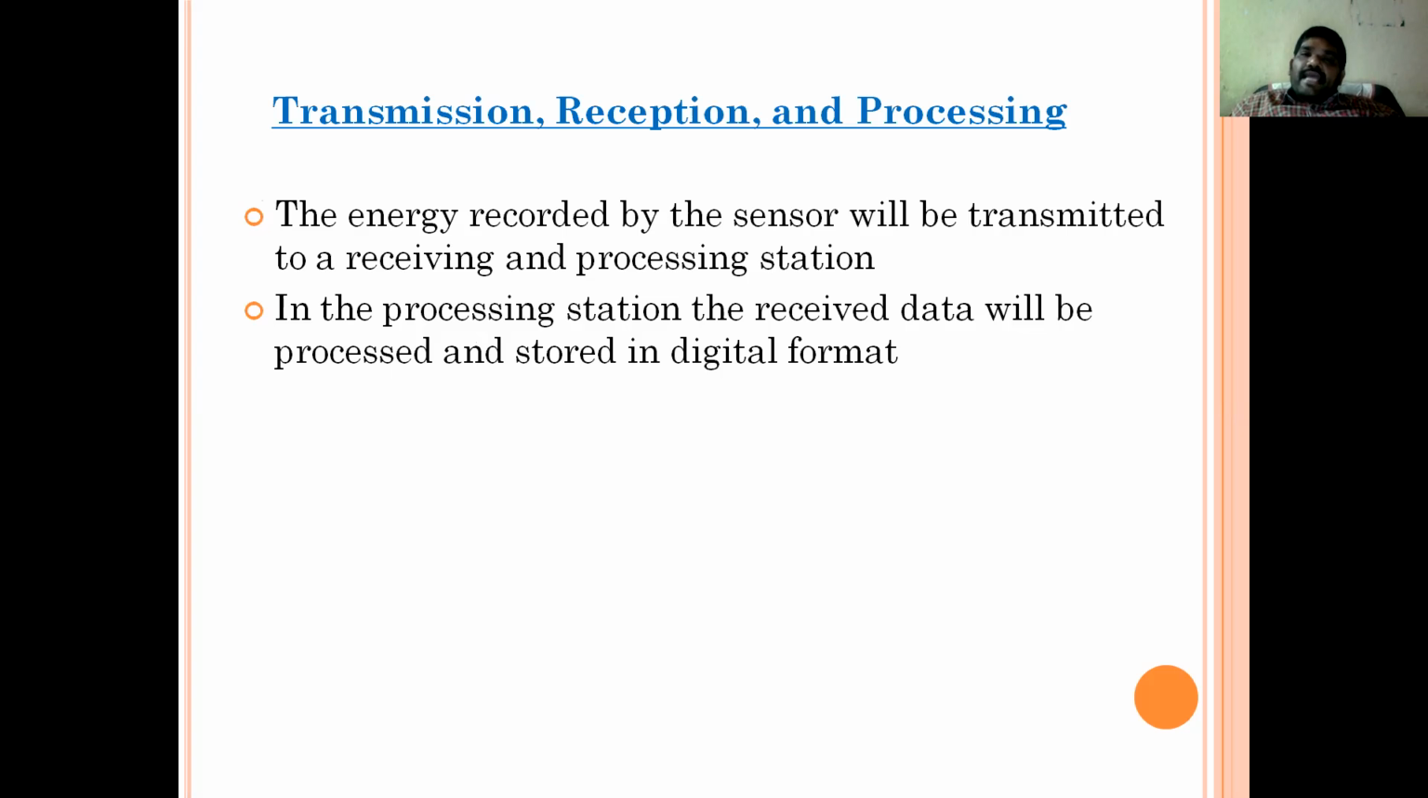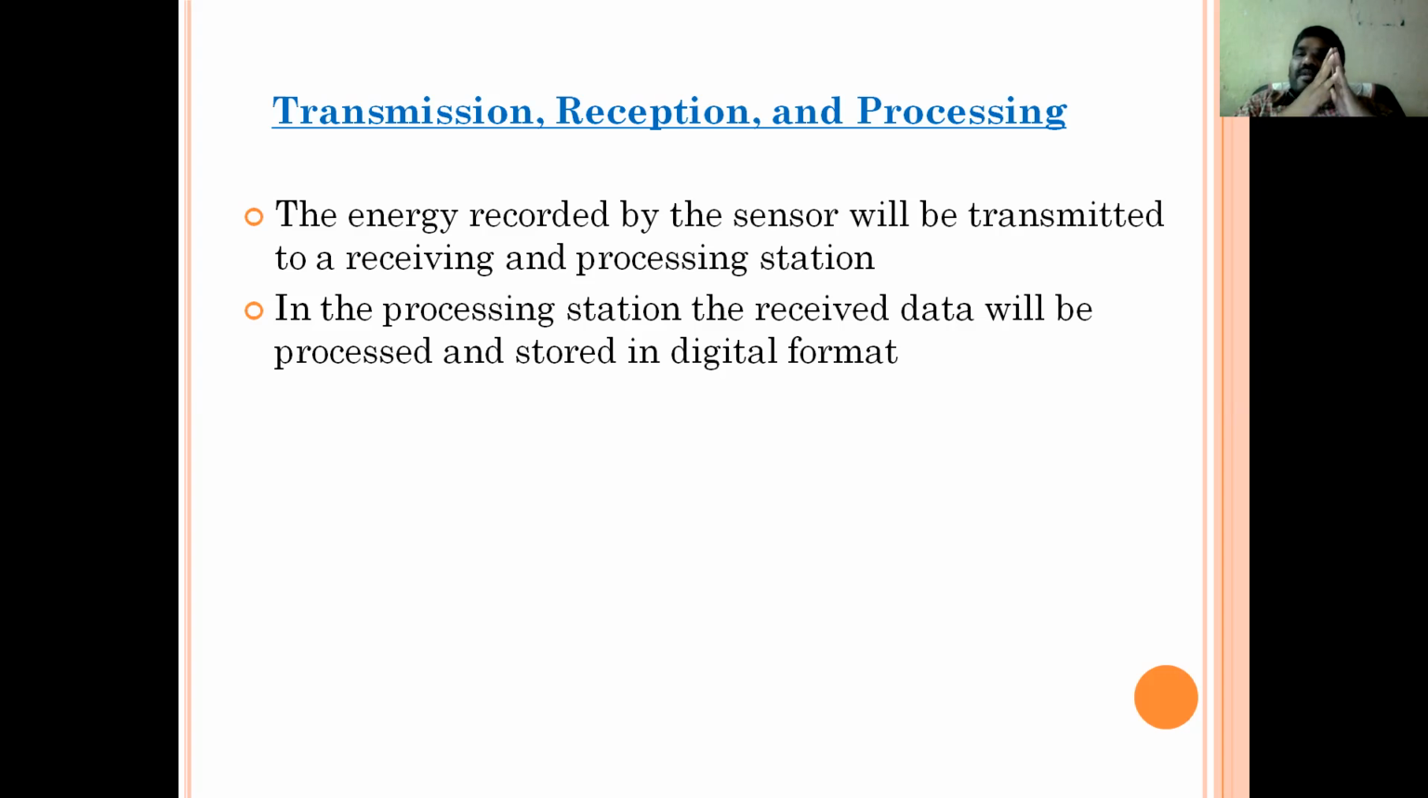Transmission, reception, and processing. We have seen so far three components. The first one is energy. The second one is, ask yourself, even though we are online. The first one is energy, the second one is target, the third one is atmosphere or recording of energy, and the fourth one is transmission, reception, and processing.